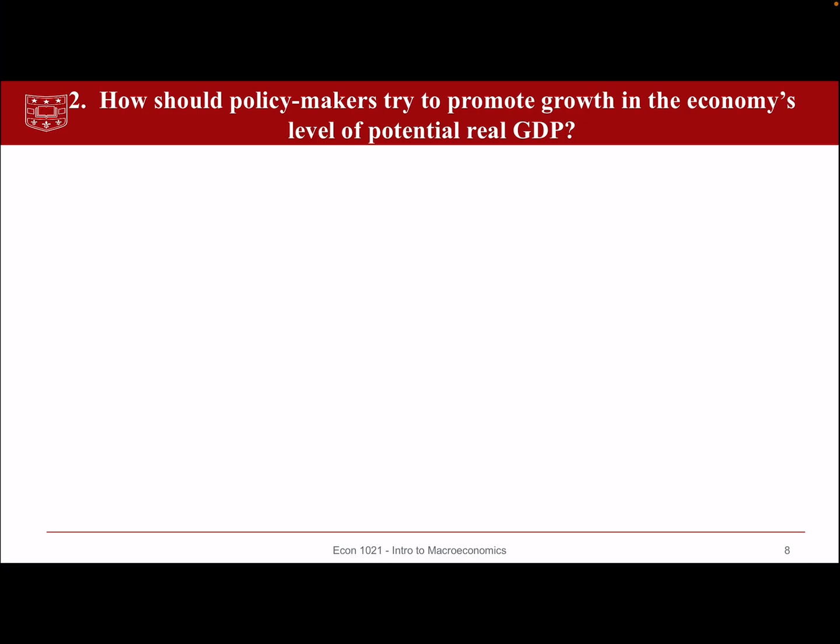In terms of other questions, we have, how should policymakers try to promote growth in the economy's level of potential gross domestic product? So the first question is focusing on the short run. This question is asking about the long run. So you will recall that our objective is to increase real GDP per capita because this, as a measure of standard of living, is correlated with measures that, in general, measures of improvements in well-being.